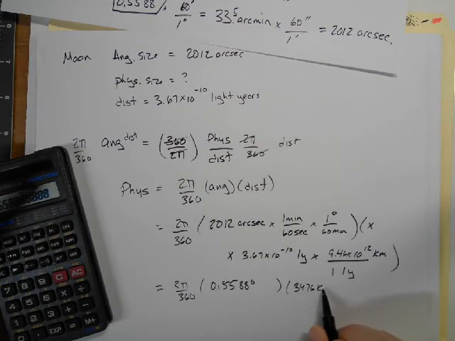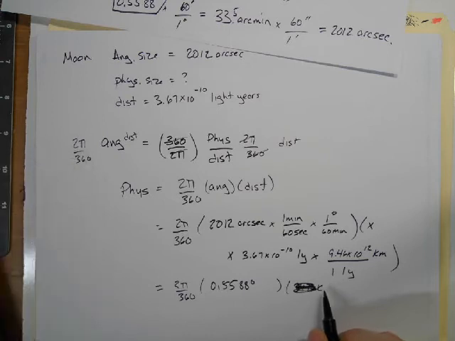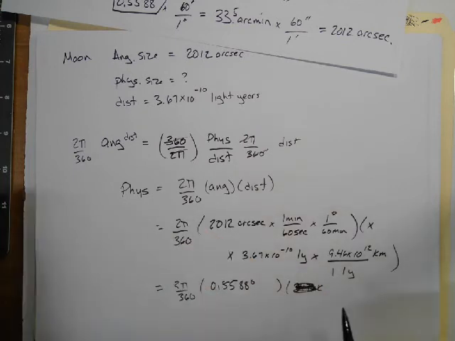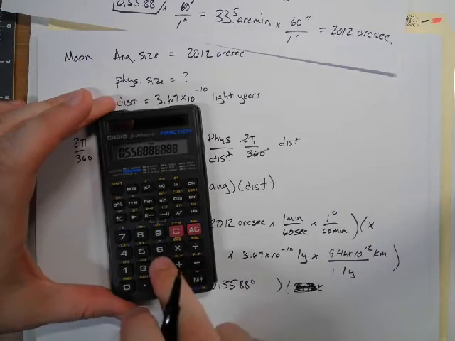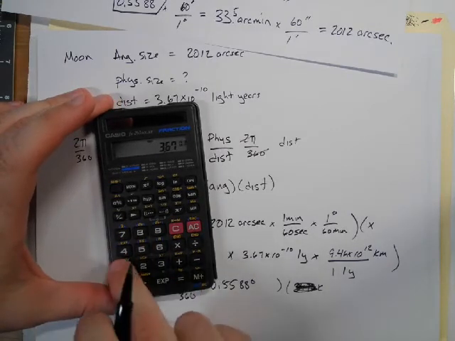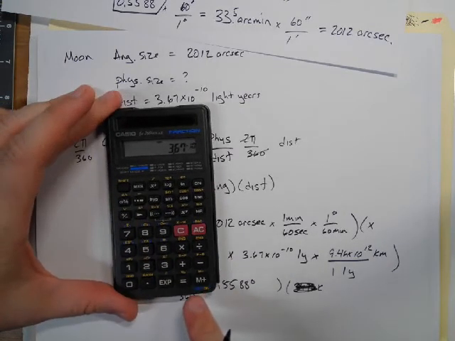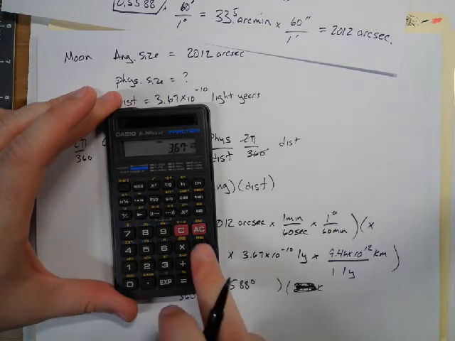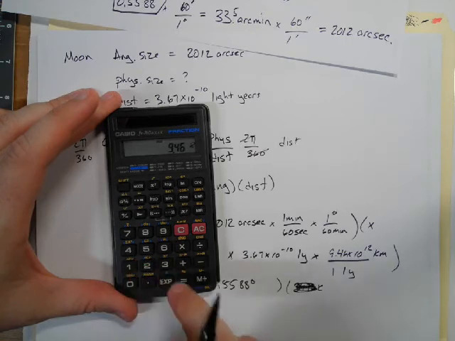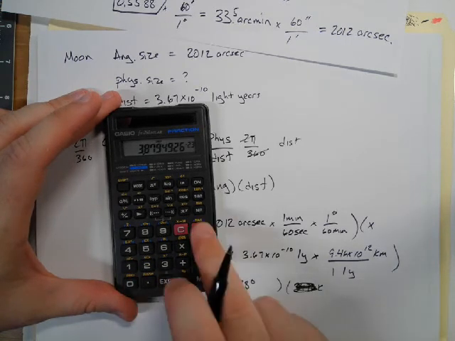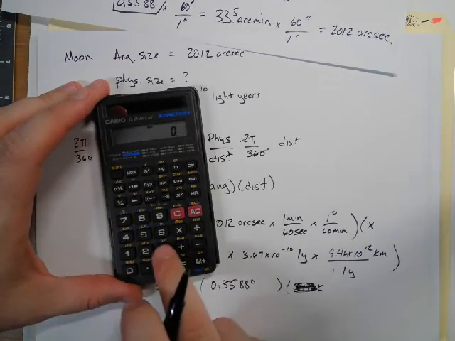3476. Nope. I used the wrong one, didn't I? I used 3476 to get that. But we'll do this calculation anyway. All right, so we'll do 3.67 times 10 to the minus 10. And then we will multiply by 9.46 times 10 to the 12. And I did it wrong, so we'll do it again.